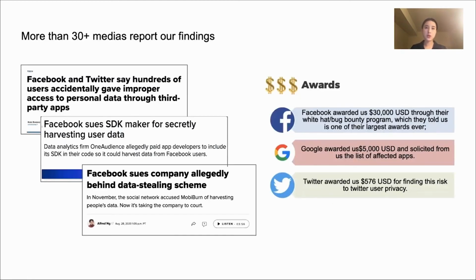Our work not only reveals the real-world threat to personal privacy, but also has serious social implications. More than 30 media outlets reported our findings. We also reported our results to the affected vendors like Facebook, Twitter, Google Play, Apple App Store, and others, who are all extremely serious about this risk, which they are not fully prepared for. What's more, Facebook, Google, and Twitter also awarded us for our findings.